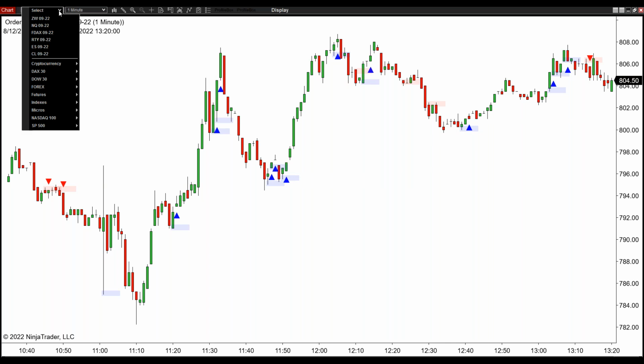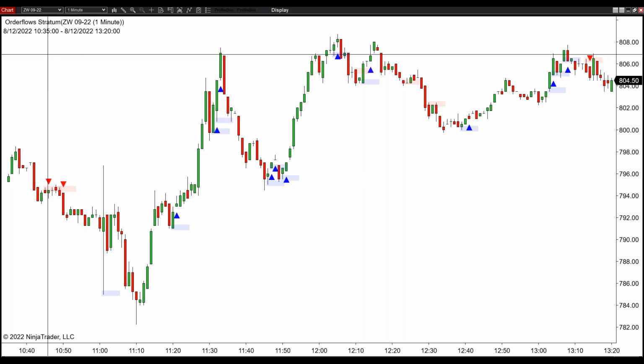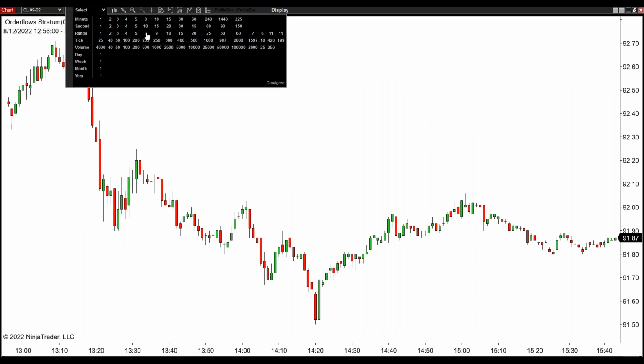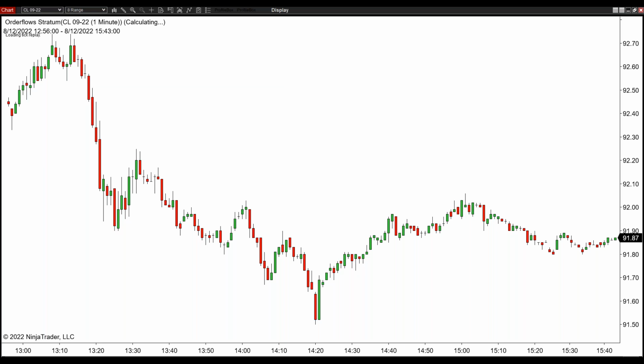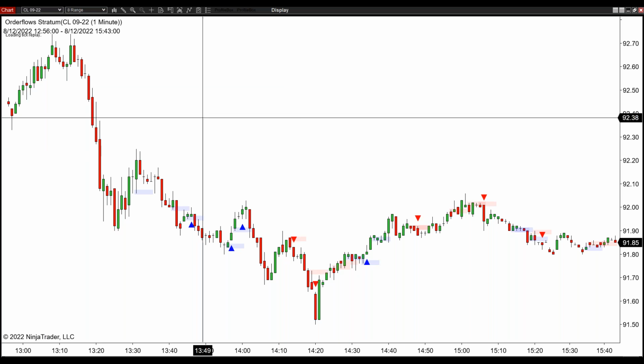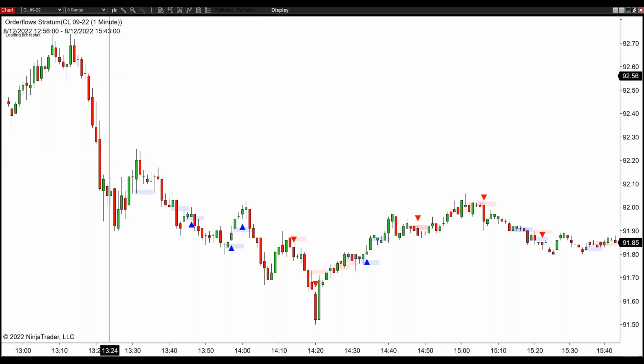Deborah wants to look at crude. Give me a second here. I'll set a 5 or an 8 range bar in crude. I think 5 is way too fast. But let me pull up an 8 range bar here really quick.